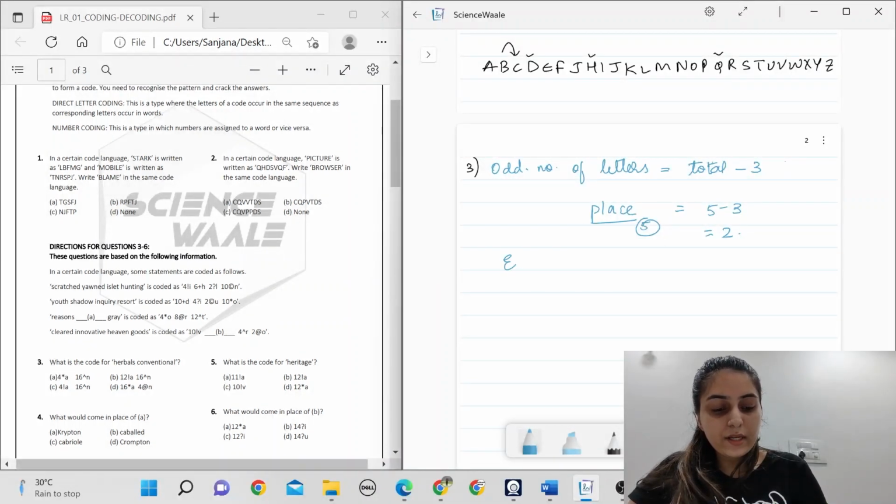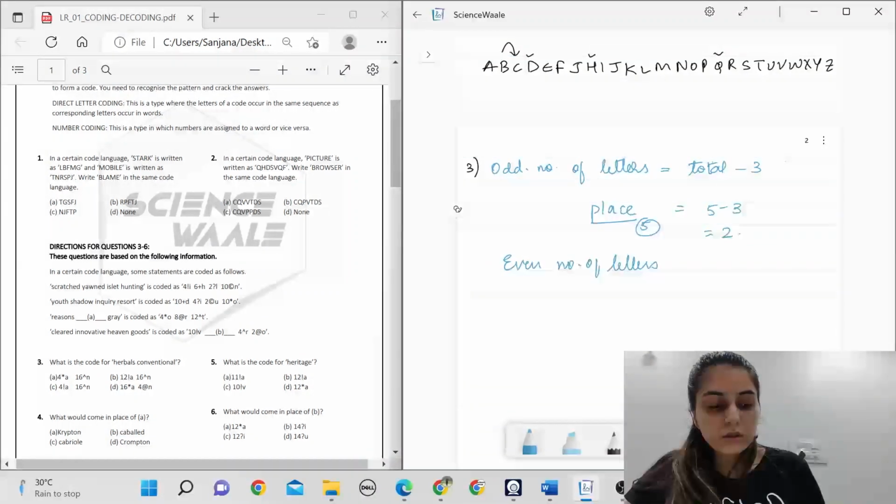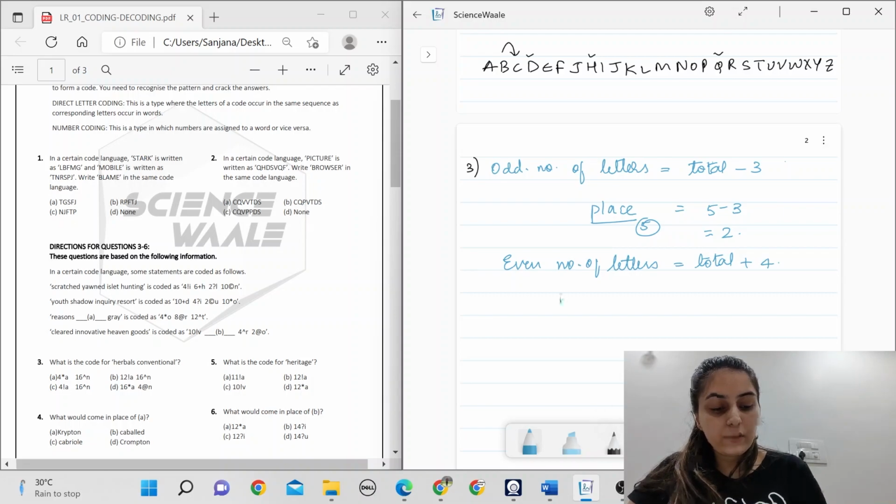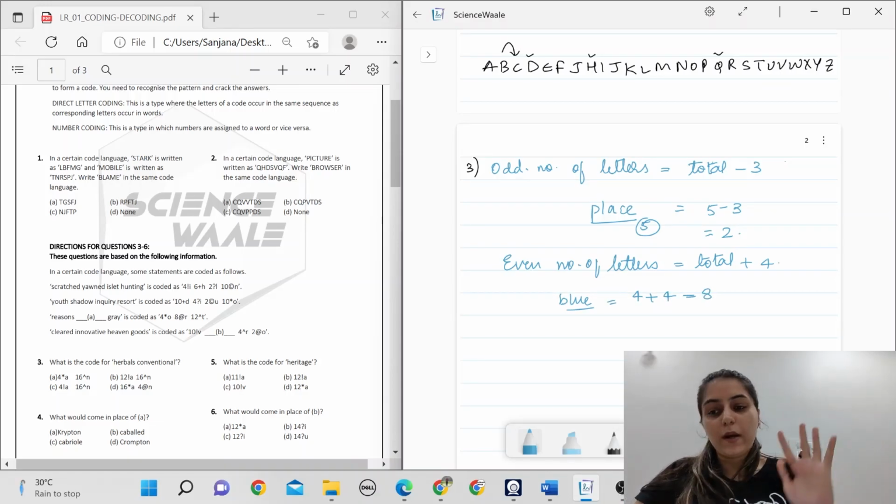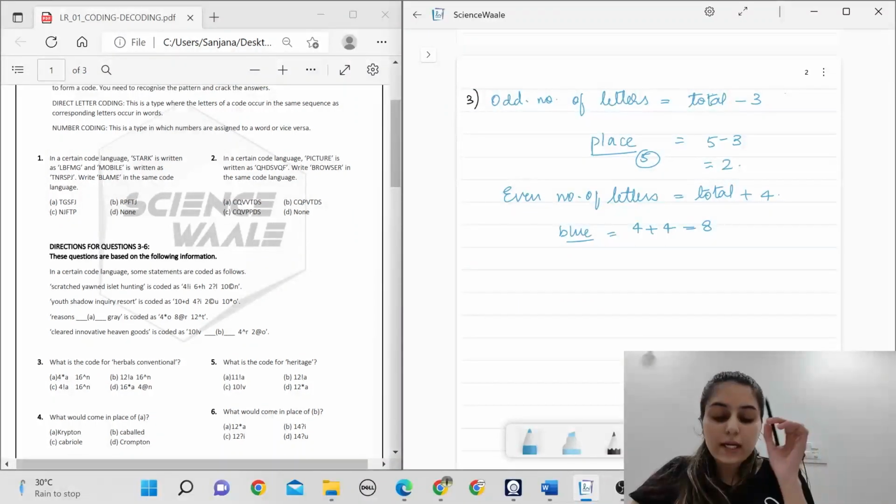And for an even number of letters in a word, it would be the total number of letters plus 4. For example, if your word is blue, it has 4 letters. So 4 plus 4 is equal to 8. 8 would be the number. Now, we observe that the code is written in numbers, symbols and letters, a combination of these 3. So we are done with the numbers part.